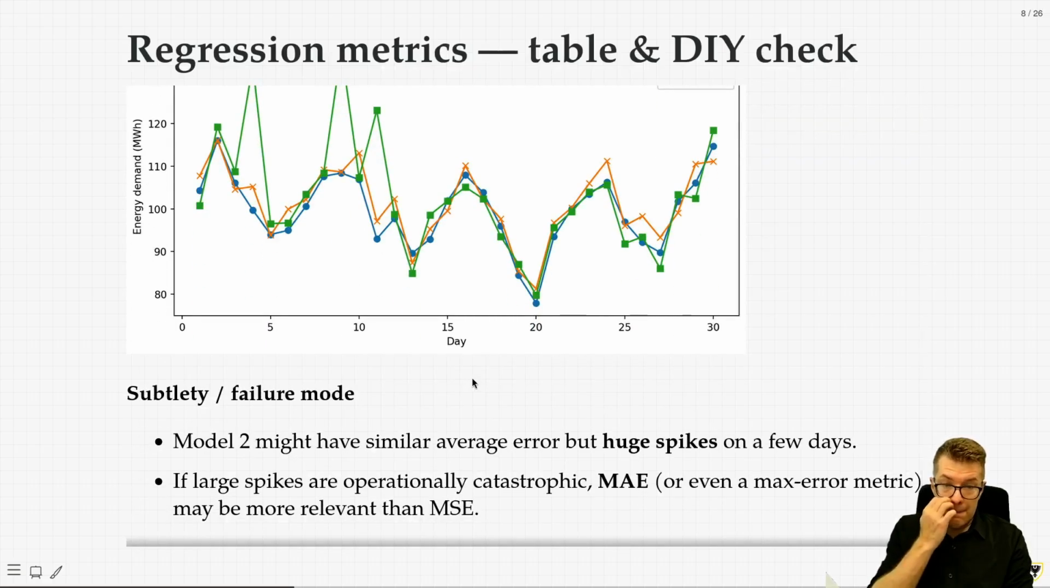So Model 2, in some sense, might have similar average error, but these huge spikes are problematic and might need to be dealt with in some way. If these large spikes are actually catastrophic, then this mean absolute error, or even this max error metric, may be, I'd say, more relevant than MSE.